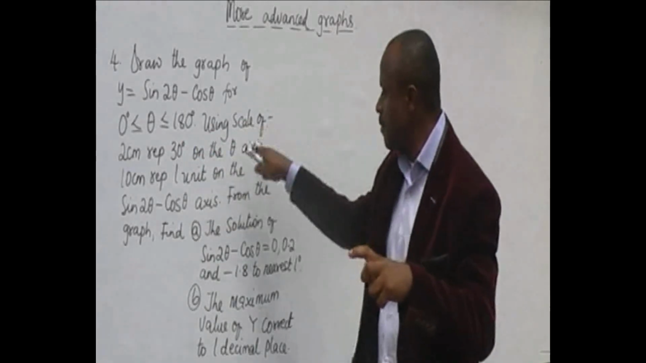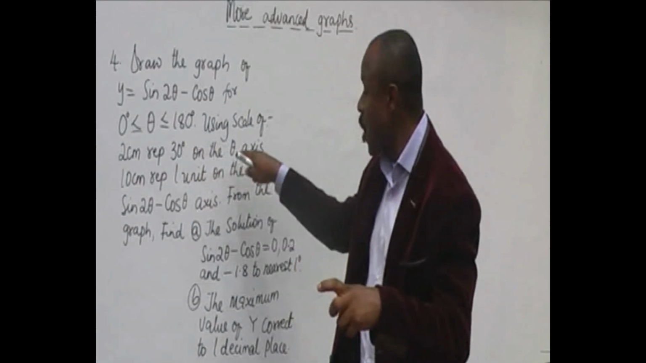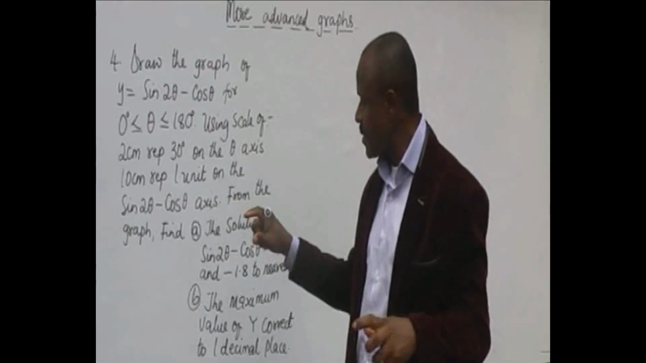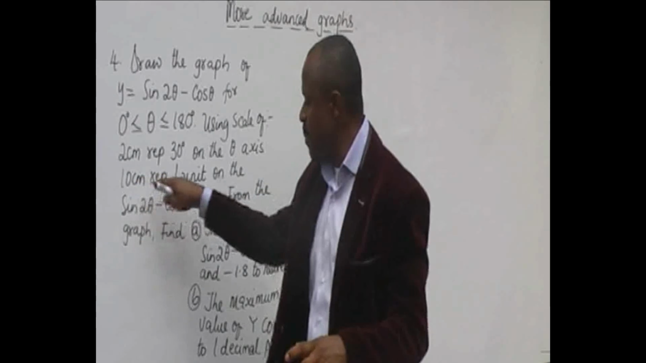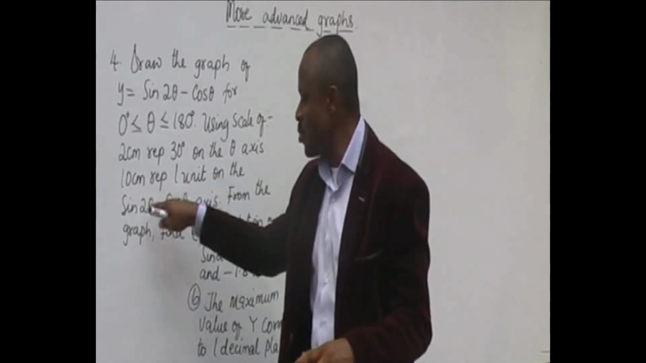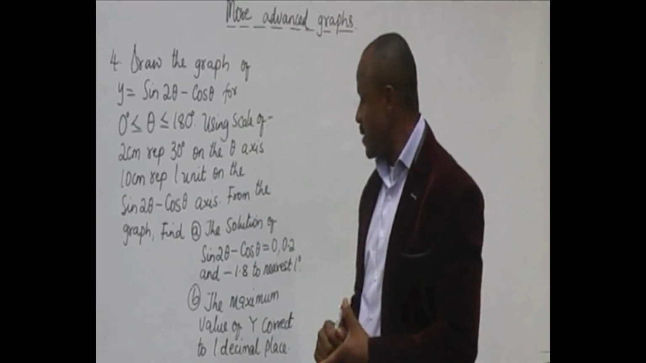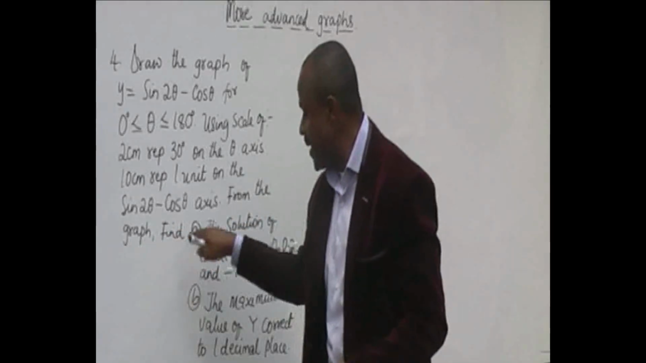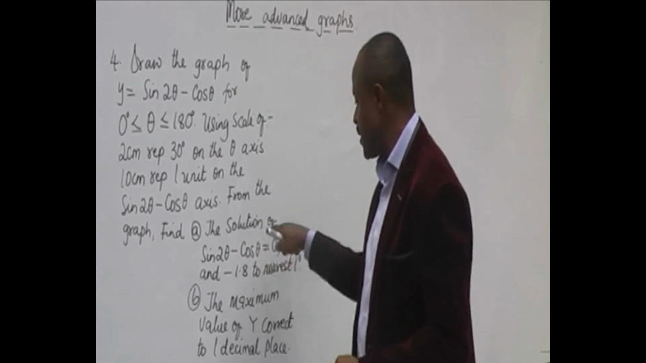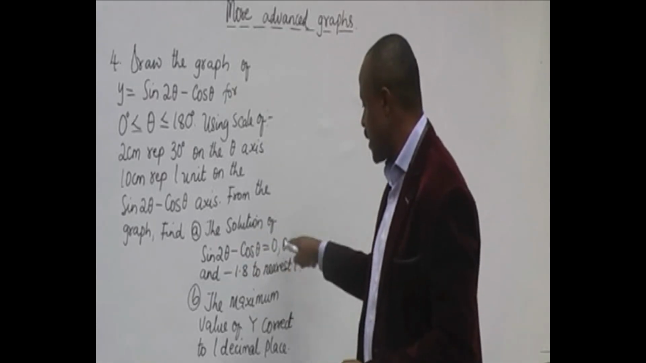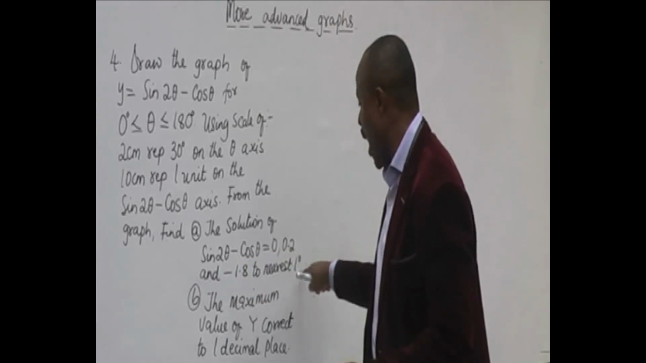Using a scale of 2 cm to represent 30 degrees on the theta axis, that is the x axis, and 10 cm representing 1 unit on the sine 2 theta minus cos theta axis, that is the y axis, the vertical axis. From the graph, find A, the solution of sine 2 theta minus cos theta is equal to 0, 0.2 and minus 1.8 to the nearest 1 degree.